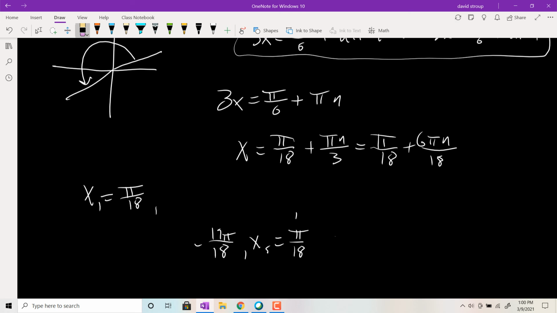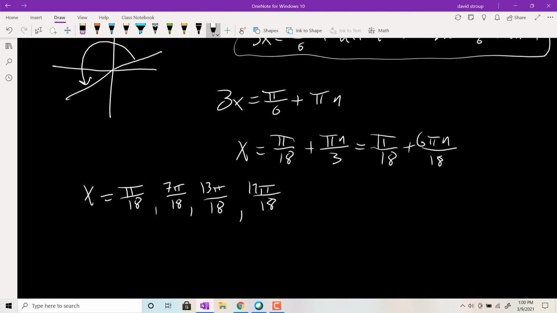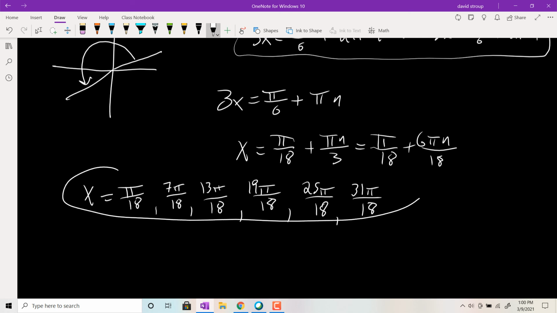But you're going to get the same answer. So pi over 18 and then plus 6 pi over 18, so that would be 7 pi over 18. And then add another 6 pi over 18, so that would be 13 pi over 18. And then 19 pi over 18. This is quicker. Another 6 pi over 18 would be 25 pi over 18. Another 6 is 31 pi over 18. And another 6 is 37 pi over 18, which is bigger than 2 pi, so we're done. So these are your solutions in between 0 and 2 pi.